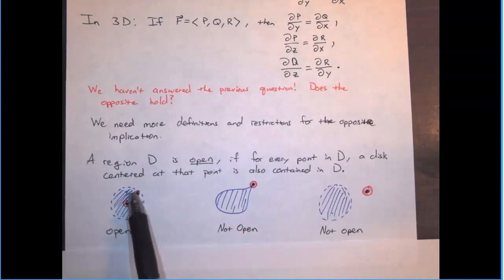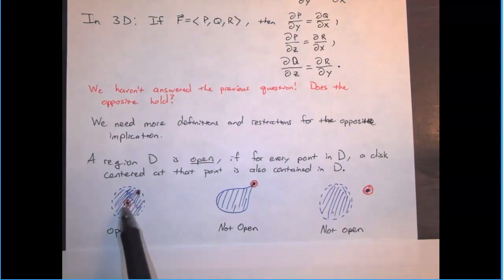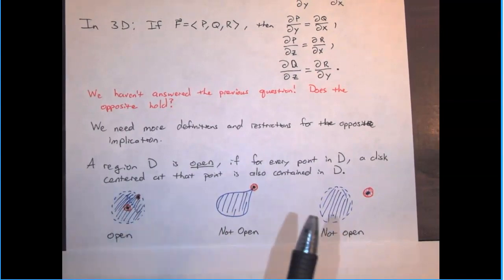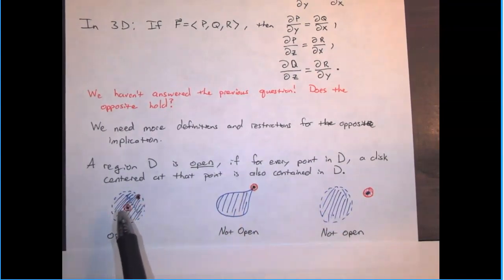If I pick this point here, I can always find a smaller red disk that's contained in this D, and that's always going to be true. This is an open region. So no matter what point I pick, I can always find a disk around that point that's contained in the region.